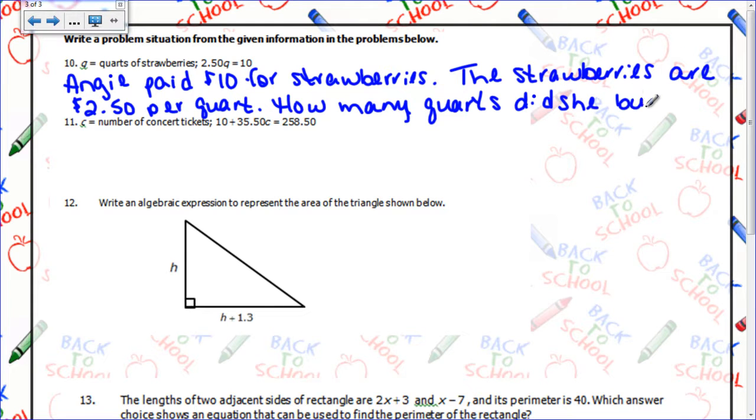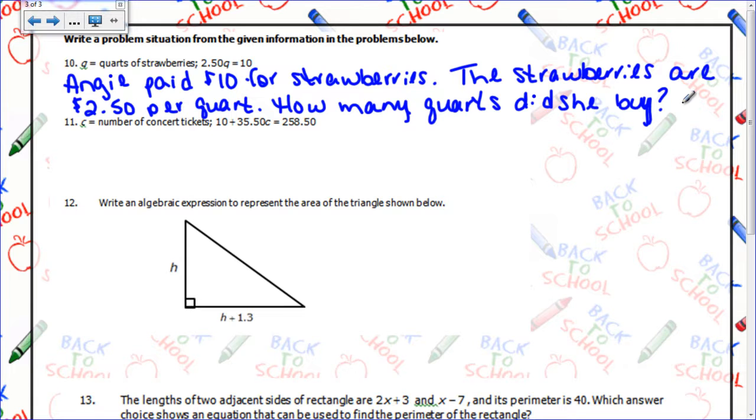Now, this isn't the only way to write a problem situation for that expression. You could have looked at it a different way and said that she bought 2.5 quarts instead, or however you wanted to look at it. But that's the easiest way. It's what makes the most sense to me.